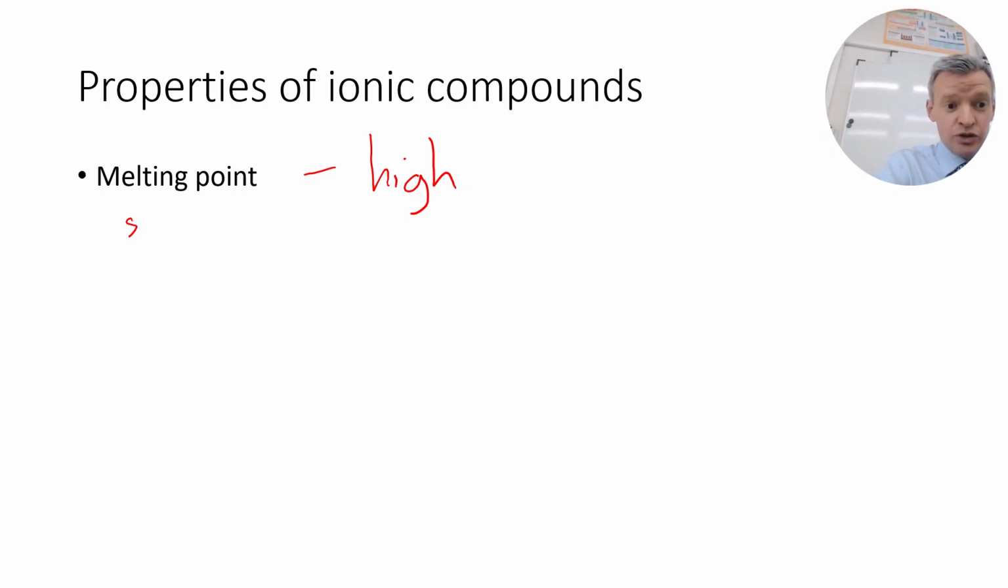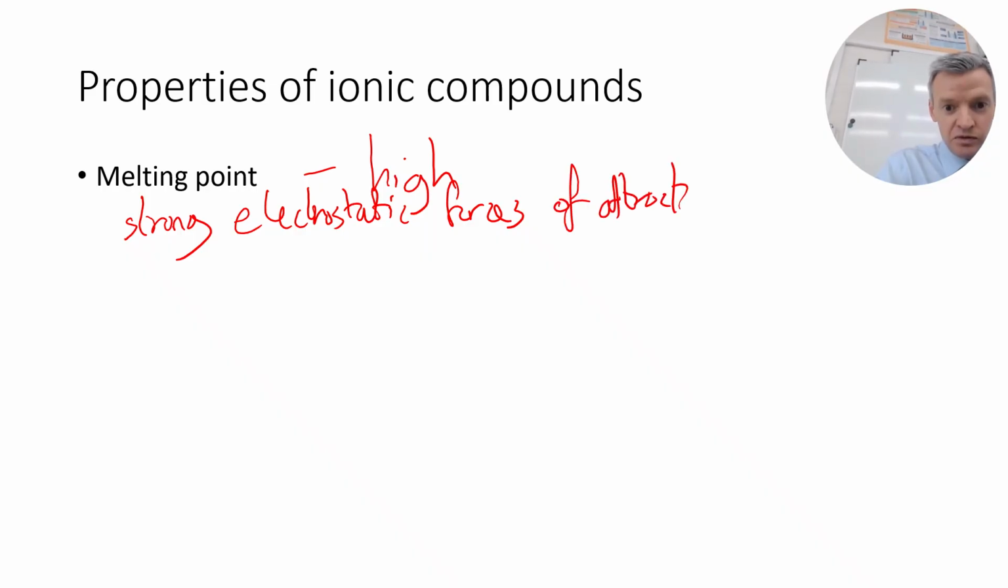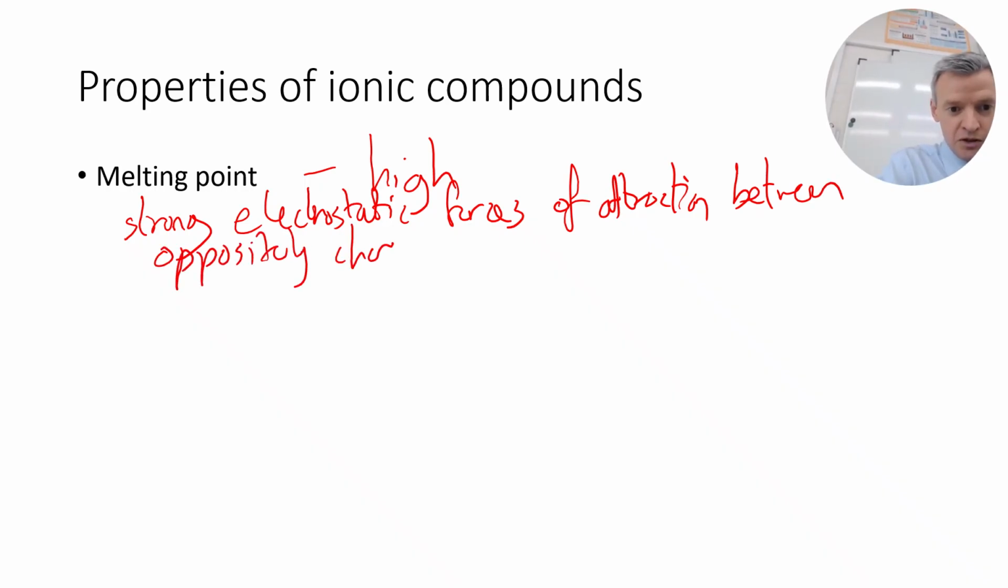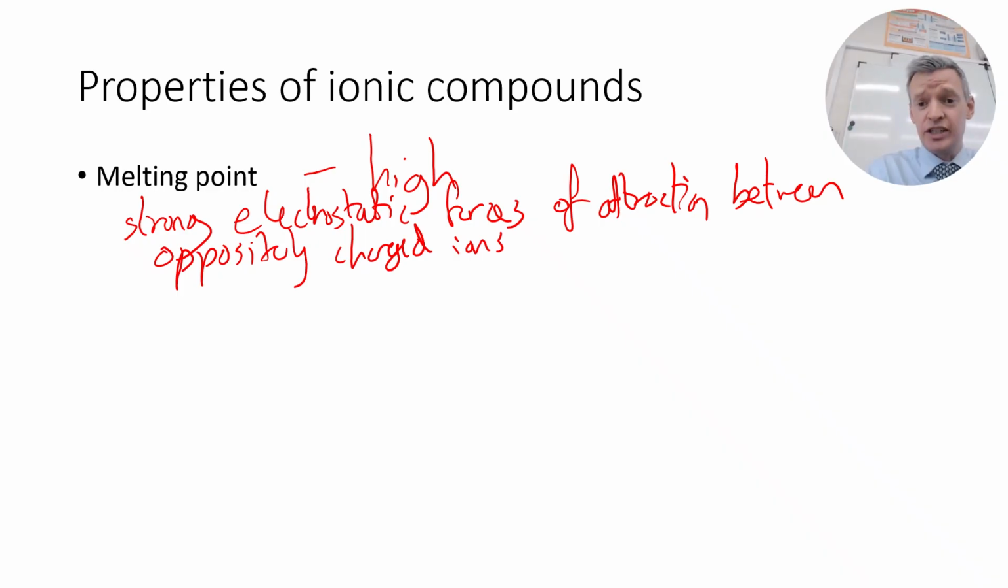So you just need to add the word strong. But it's electrostatic forces of attraction between those oppositely charged ions, and then the last thing, and you always write this when it comes to melting point, is a comment about how much energy it takes to overcome. So if it's got a high melting point, it's because they're very strong electrostatic forces of attraction, therefore they need large amounts of energy to overcome.